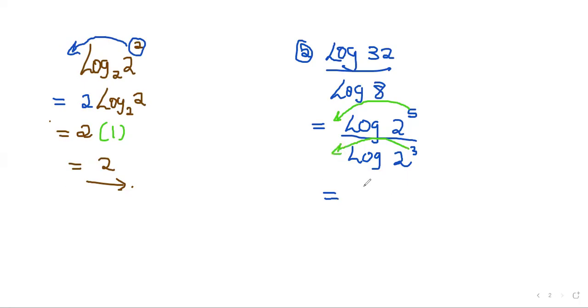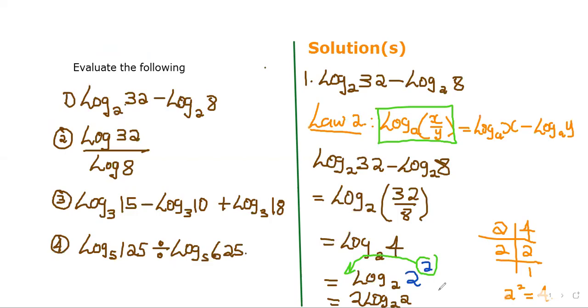So you'll be having 5 times the log of 2, divided by 3 times the log of 2. Then the next step, what's going to happen is that log 2 will cancel log 2. Then the final answer will be left with 5/3. 5/3 simply means that is our final answer for number 2.